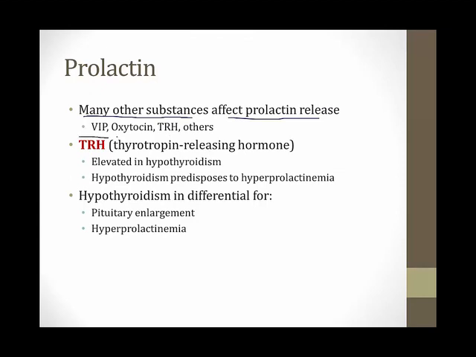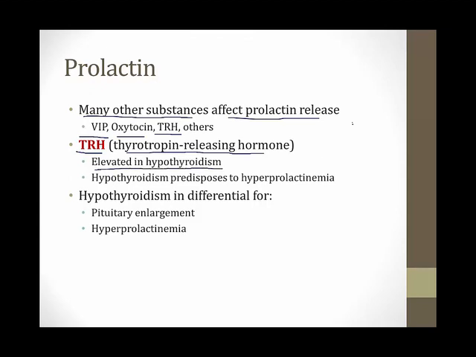These include VIP, oxytocin, TRH, and many other hormones. If you do a PubMed search on hormones and prolactin release, you will find lots and lots of papers. One that is worth knowing about for Step 1 and clinically is TRH, or thyrotropin releasing hormone. This is the hormone that stimulates the release of TSH from the anterior pituitary. And this hormone level is elevated in hypothyroidism.